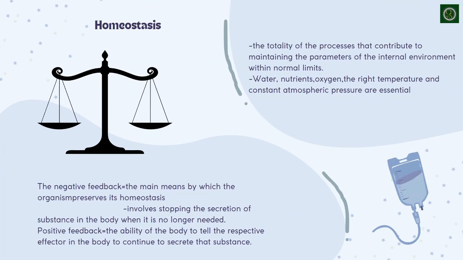Homeostasis. This is the totality of the processes that contribute to maintaining the parameters of the internal environment within normal limits. It basically deals with the relatively constant maintenance of the parameters of the chemical and physical environment in the cells. Water, nutrients, and oxygen are essential for maintaining the homeostasis from a chemical point of view. The right temperature and constant atmospheric pressure are physical requirements for maintaining the homeostasis. Illness, pain, heat, and lack of oxygen can cause imbalances.